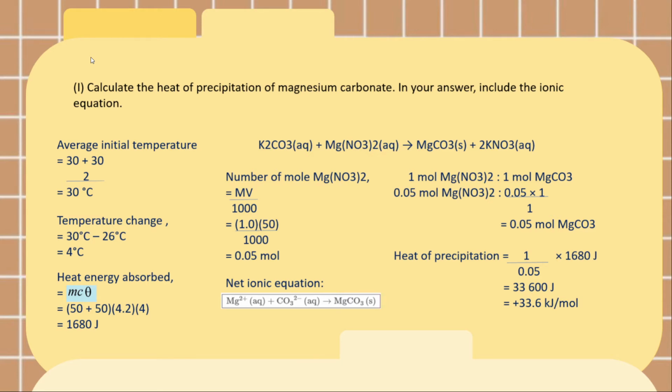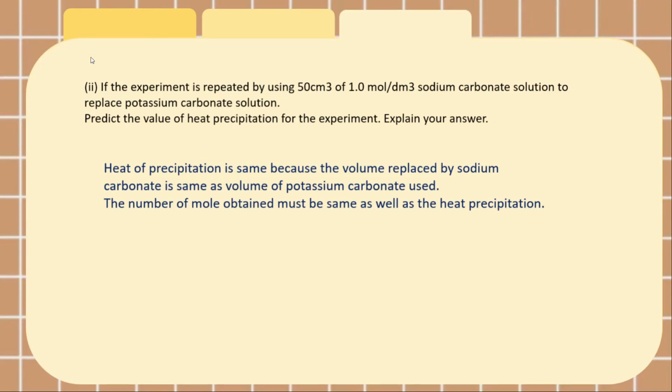The question asks to predict the value of heat of precipitation if sodium carbonate replaces the potassium carbonate. The answer is the heat of precipitation remains the same because the volume and molar concentration used by sodium carbonate is the same as the volume and molar concentration potassium carbonate used. So the number of mole of these two solutions must be the same, as well as the heat of precipitation.